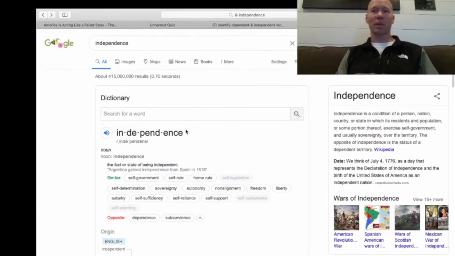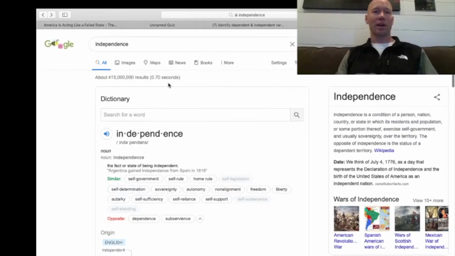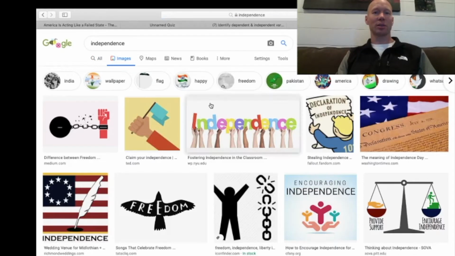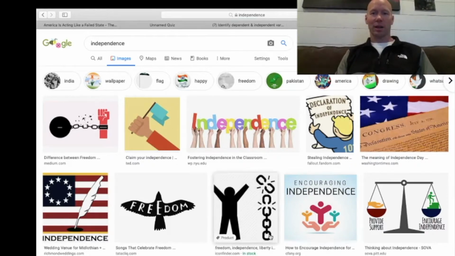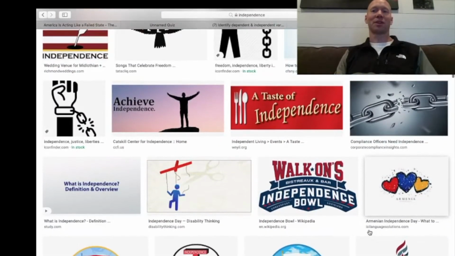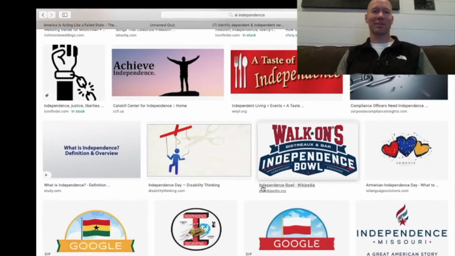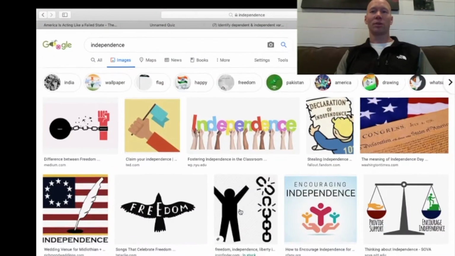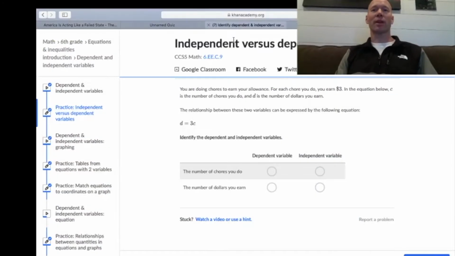If we look up independence, what do we get? We get a state of being independent, self-government, self-rule, home rule, sovereignty, freedom, liberty. And I'll bet if I click on images, I'm going to get that same kind of thing, breaking the chains, freedom, independence. What else? All kinds of cool stuff. Breaking chains tends to be the pictures you get when you Google independence. So let's talk about that with variables.